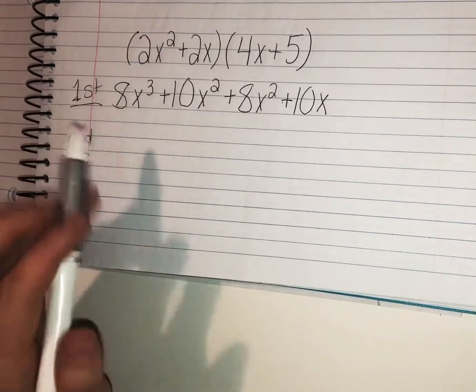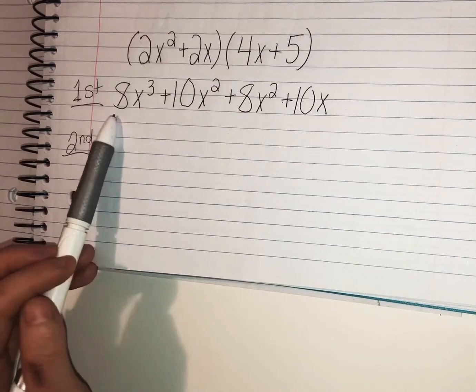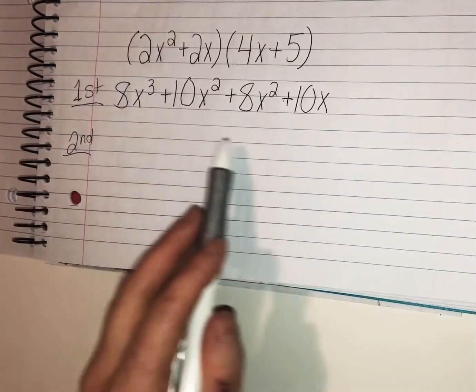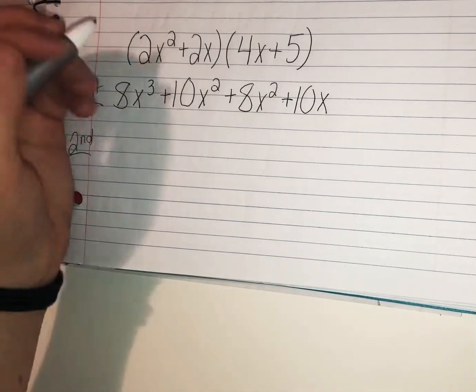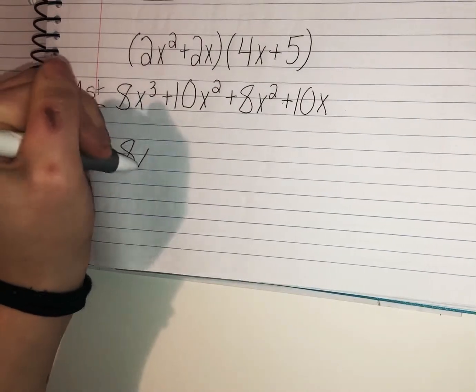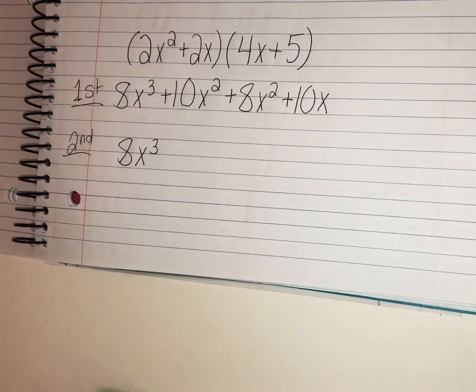So what I'm saying is this 8x to the third power, we cannot do anything with it because there is no other number here or term here that has an x to the third. So the only way we could do something with that is if we did have another term that had that same ending, and we don't.